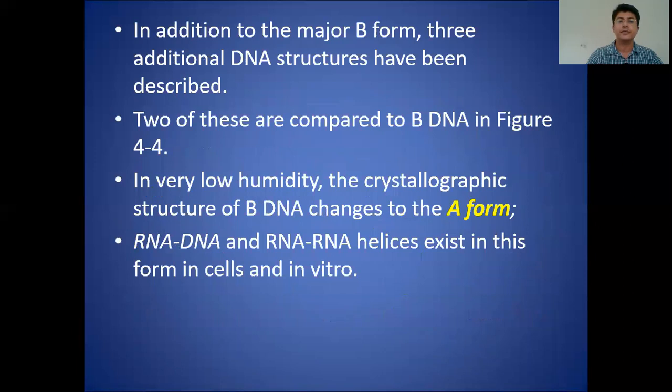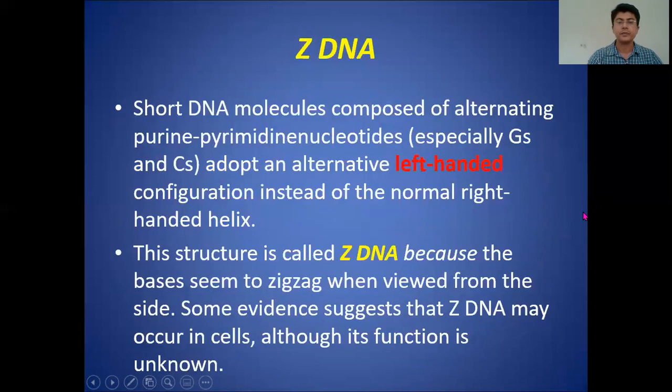In addition to this, the other forms are also found. For example, the A form of DNA, which is seen under low humidity conditions, and the RNA-DNA duplexes as well as RNA helices, they take up the A form of DNA inside the cells or in vitro conditions.